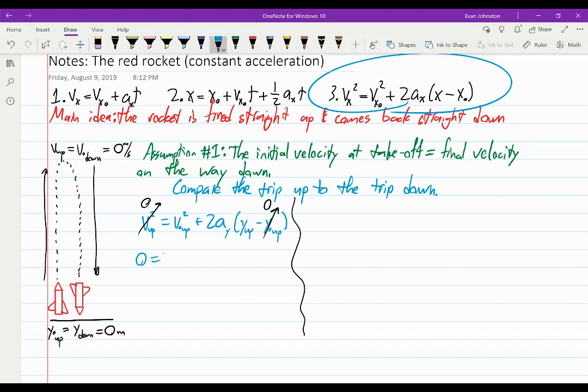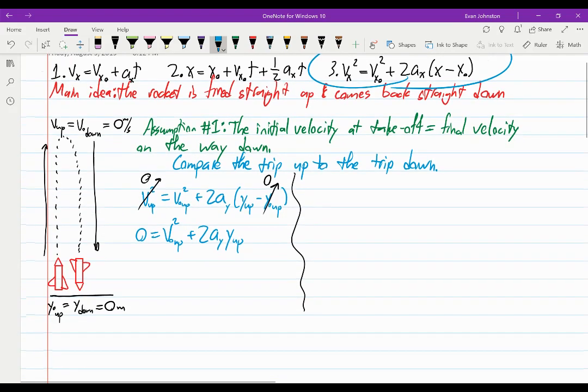And we have 0 is equal to the initial y velocity on the way up squared plus twice the y acceleration times how high it gets. Okay, cool. Now, all I would like to do is keep in mind that the acceleration actually is negative because it's gravity. Gravity points down in the negative direction. So I'm going to do 2 things in one step. I'm going to subtract this over to the other side.